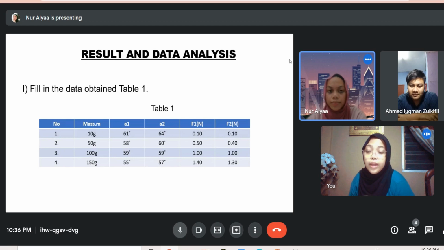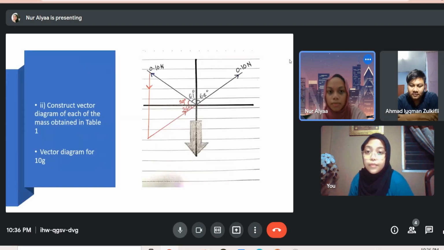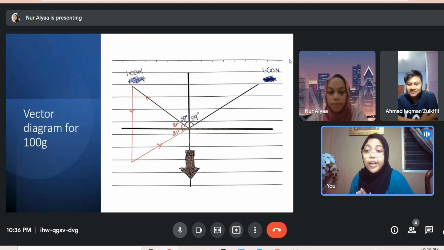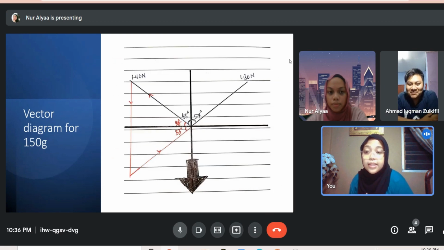This is result and data analysis. Okay, this is vector diagram for 10 gram. This is vector diagram for 50 gram. This is vector diagram for 100 gram. And lastly, this is vector diagram for 150 gram.